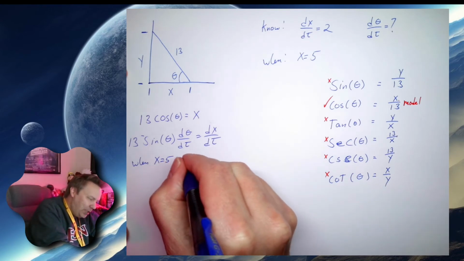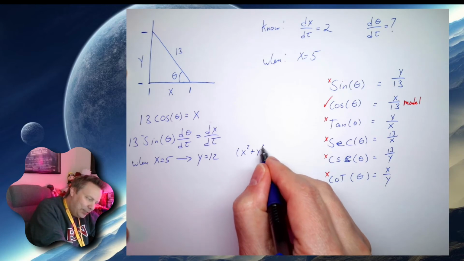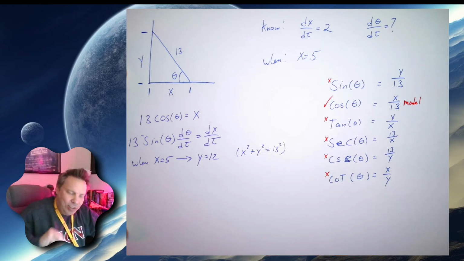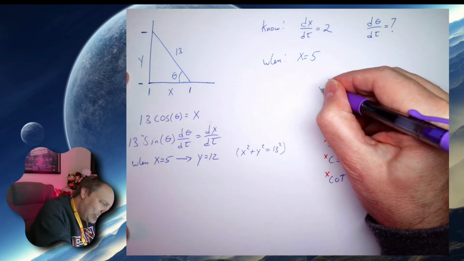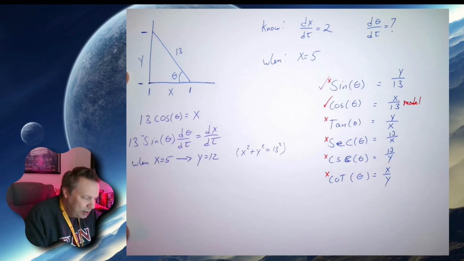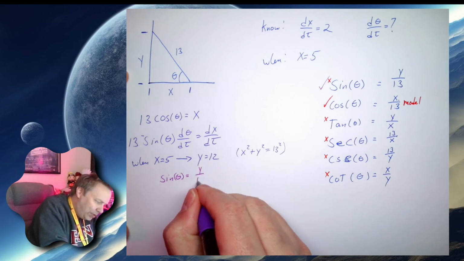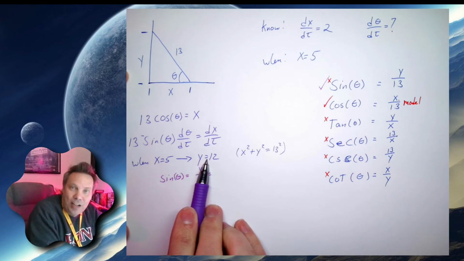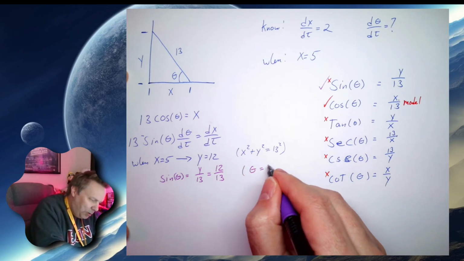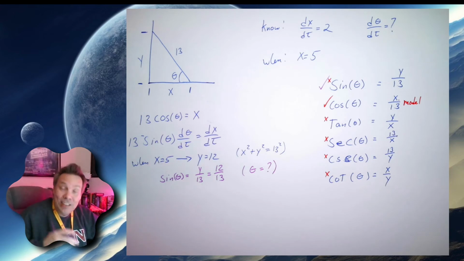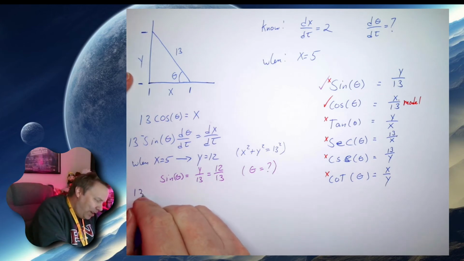So what can we do with this? When x is equal to 5, I still know that y is equal to 12. The Pythagorean theorem is still active here. I can still use this idea. And what does this allow me to do? Well, the sine of theta, I'm going to put a little purple check mark next to it, because right now sine of theta is equal to y over 13, which, when x is equal to 5, y is equal to 12. And that makes this 12 over 13. Theta equals, well, I don't really care. The question isn't about theta, it's about dθ/dt. So using this little bit of information allows me to write the following.